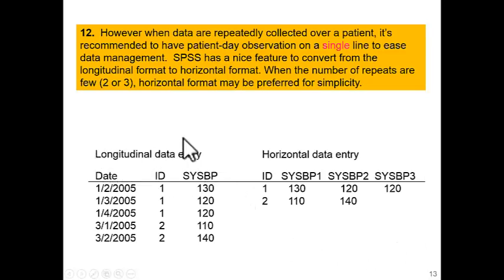Longitudinal data entry, however, allows entering patient data into more than one line. In this case, instead of having systolic blood pressure 1, 2, 3 as different variables, we combine everything under one big variable named systolic blood pressure. And then you create a time identifier. This is a date, the date each blood pressure was measured. And so then we can differentiate systolic blood pressure measured at different time points. So this is the recommended data format.